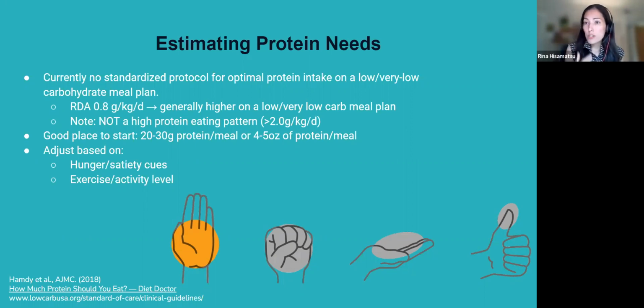Now that can be adjusted, and the adjustments will be based on that individual's hunger and fullness cues, right? Are they still finding themselves very hungry shortly after their meals? Are they finding themselves too full after meals, or is it just right? And those adjustments may also be tweaked based on the individual's activity levels and their exercise as well.